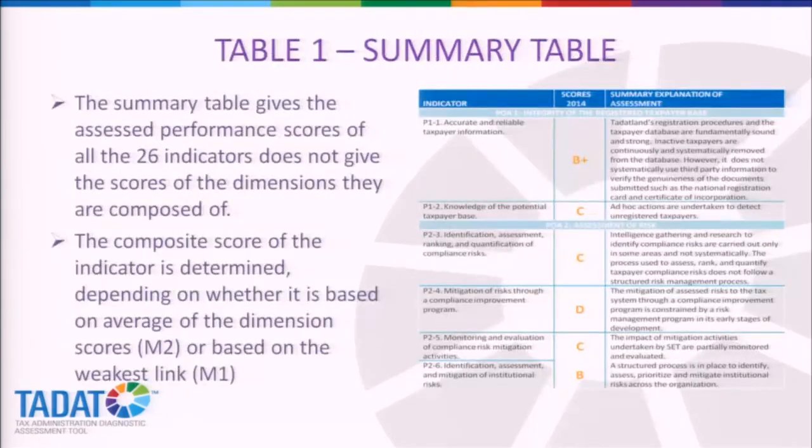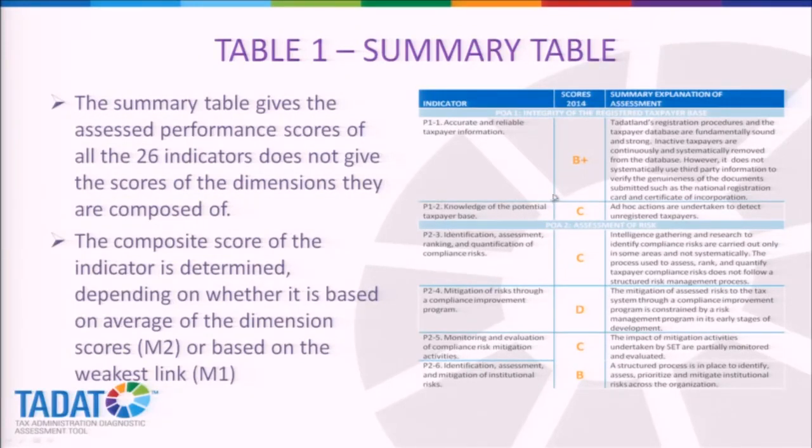Now, the second level of detail is the summary table. The summary table gives the assessed performance scores of all the 26 indicators. It does not give the scores of the dimensions they are composed of. If you look at the table on the right of the screen, you'll see, for instance, for P11, which is about accurate and reliable taxpayer information, there's a score of B+, and it consists of 2 dimensions, but they are not mentioned. This is the composite score of the indicator.